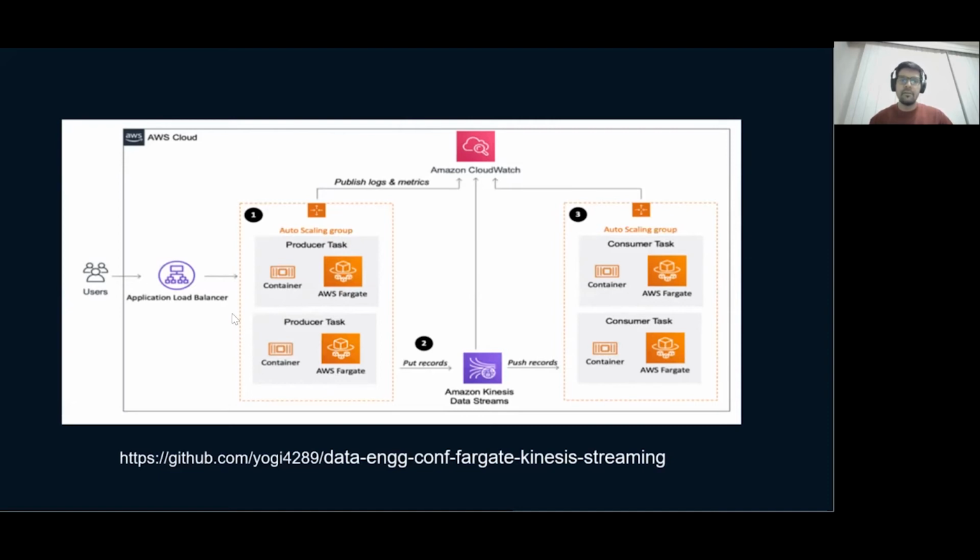And with the producer, I have attached the application load balancer so that we will generate the data to the application load balancer. And the application load balancer will transfer that data to the producer task, and then the producer will put the data into the Kinesis data streams, and then the consumers are going to consume the data from the Kinesis. Or we can also use the Kinesis data firehose to send the data onto the S3 buckets. Okay, so let's get started with the demo.